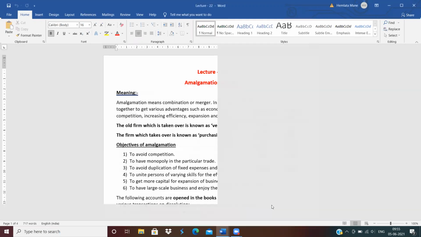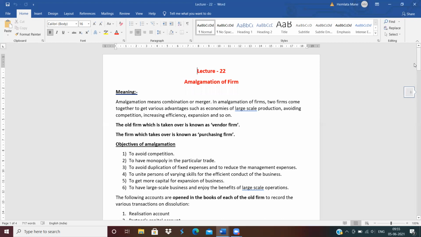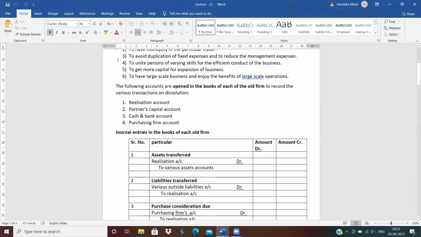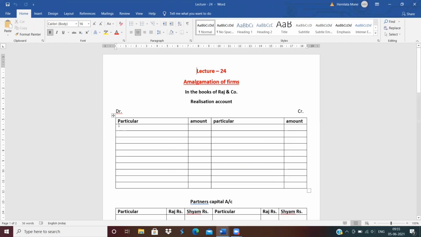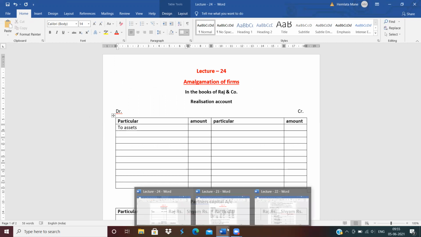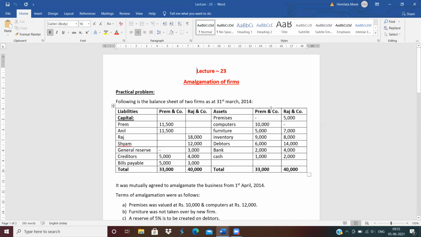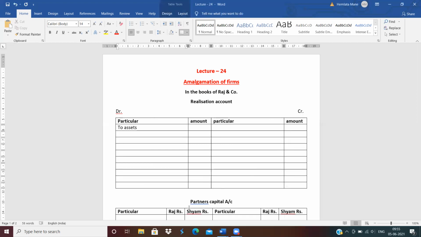What will be the first journal entry in the books of the old firm? Journal entries in the books of the old firm. First is asset transfer. Transfer all the assets of Raj to realization account. What are the assets of Raj? Premises 5,000. Write down premises 5,000.